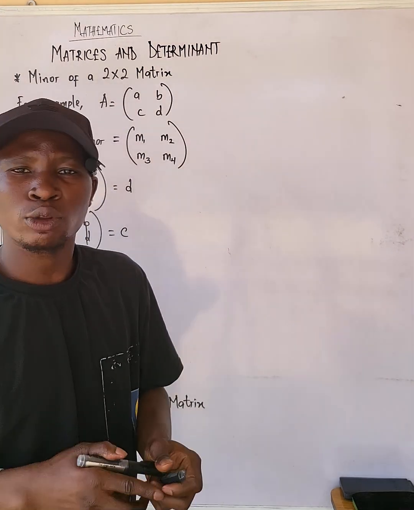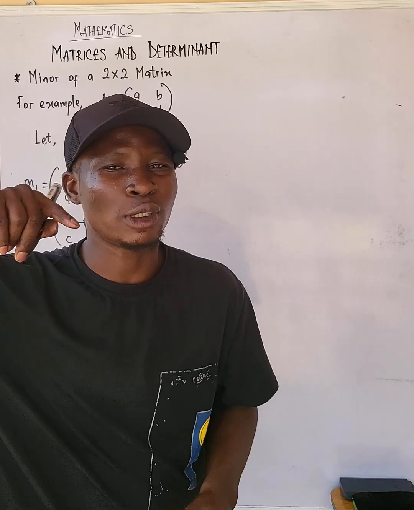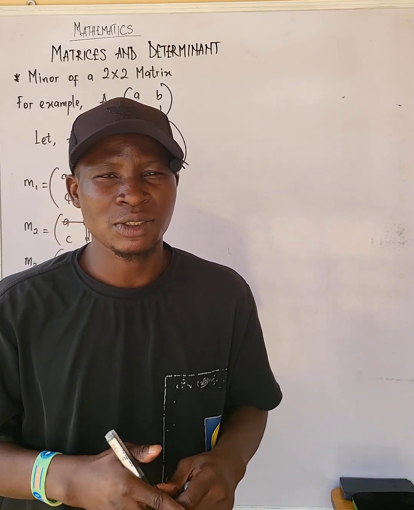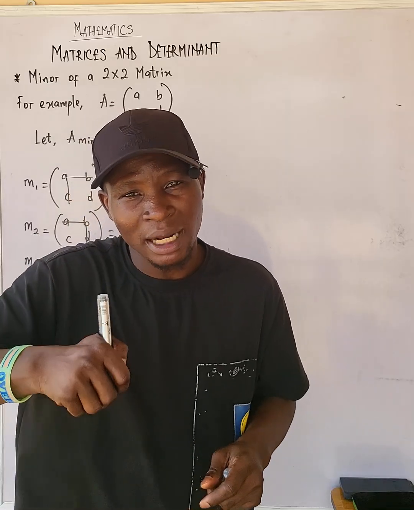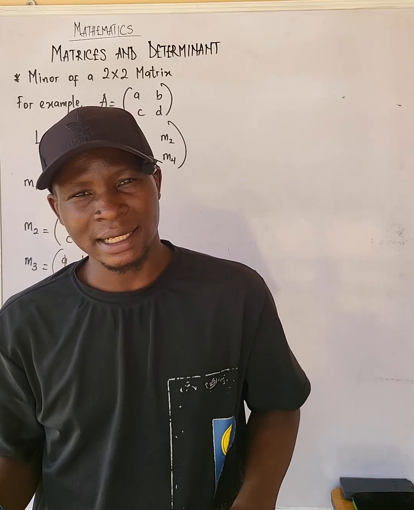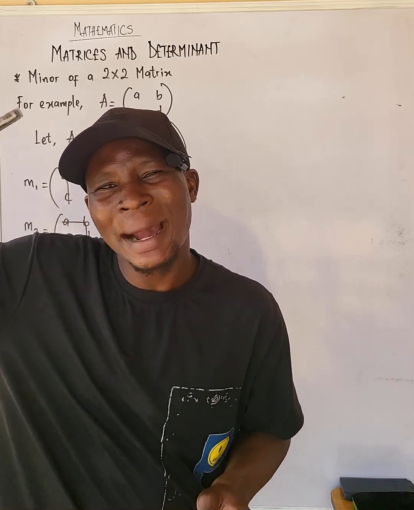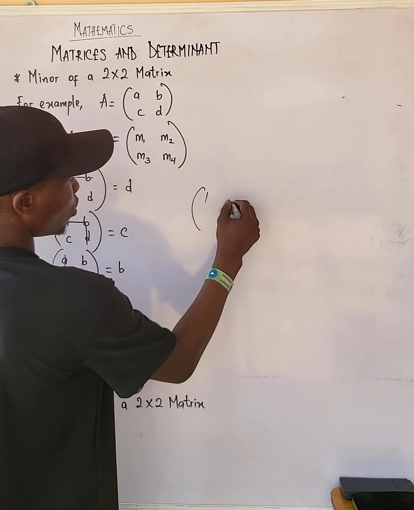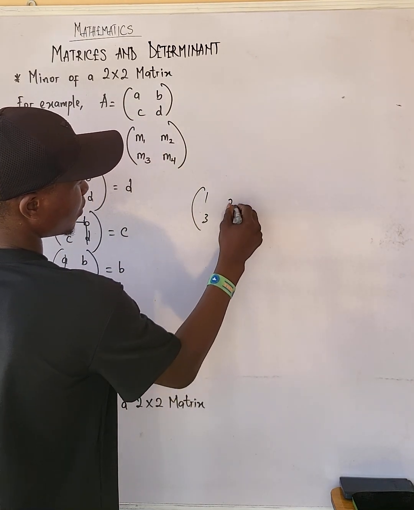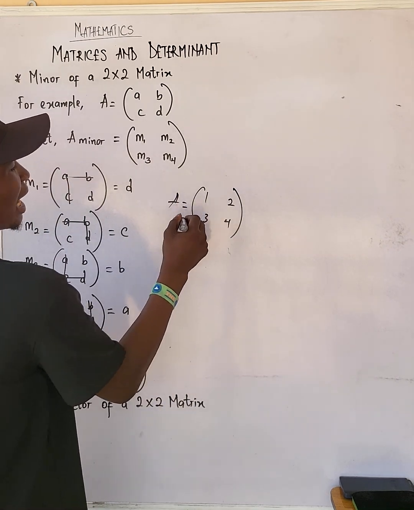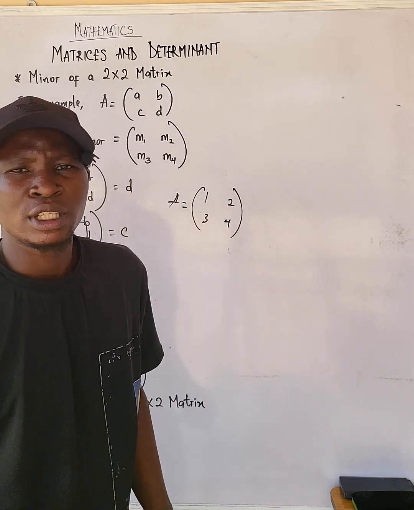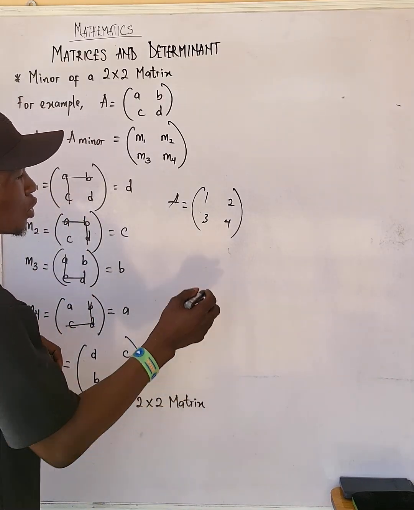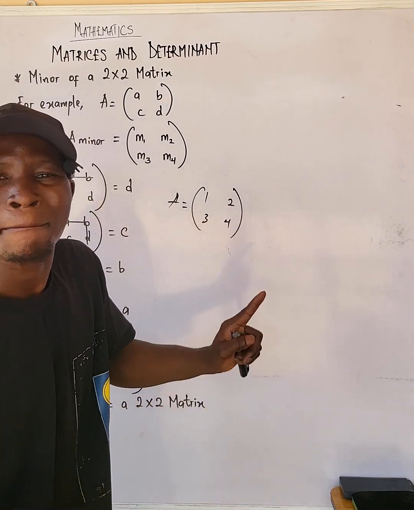Before you can get the cofactor of a matrix, you have to first look for the minor. There are procedures to these things. Before you can get the cofactor of a matrix, either it is 2 by 2 or 3 by 3, you have to first look for the minor. So if I'm given a question like this, let's say a matrix 1, 2, 3, 4, and they ask me to look for the cofactor of this matrix, don't be too rushed and go and look for it. You have to first look for the minor.